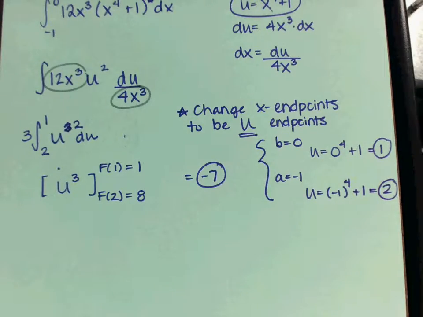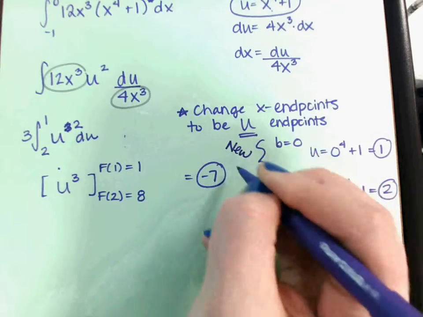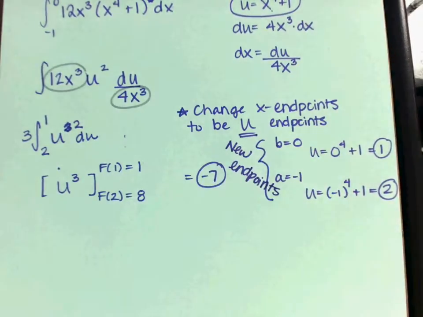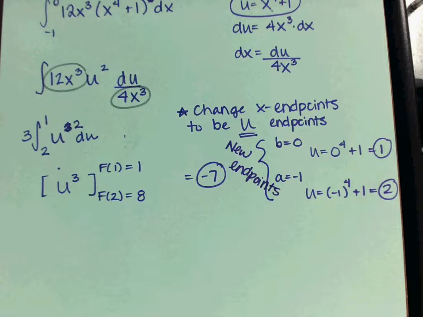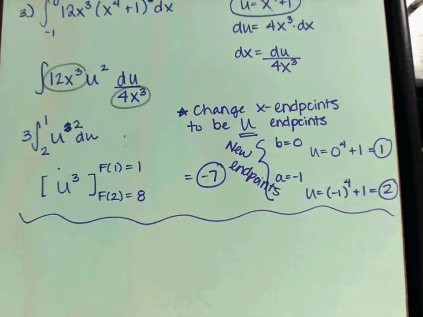Okay? So that's to get your new endpoints. But you do not have to show that step for me. You don't have to show it on the test. Just in case you go back to your notes, I want you to have it. Okay? Alright, that was number 3. Next one. We have 1, 2, 3, 4. 4 left, and then we're going to do some of your homework together.